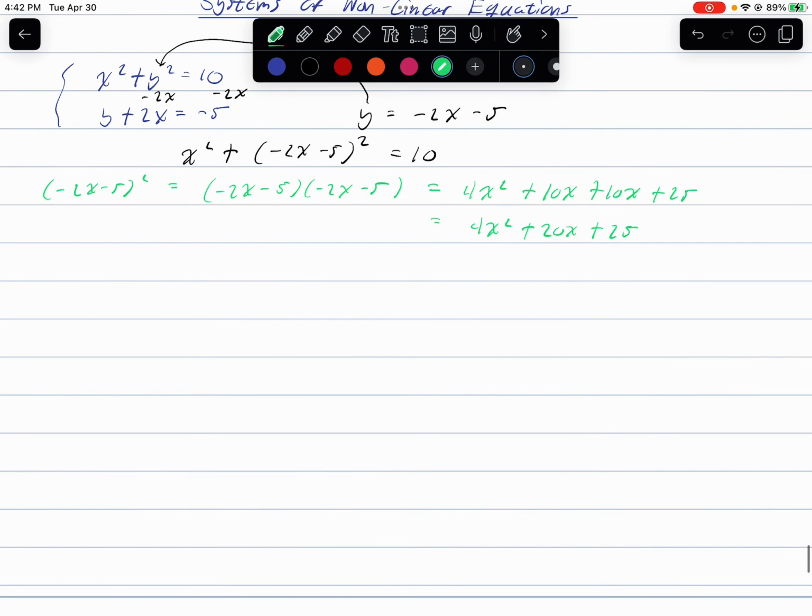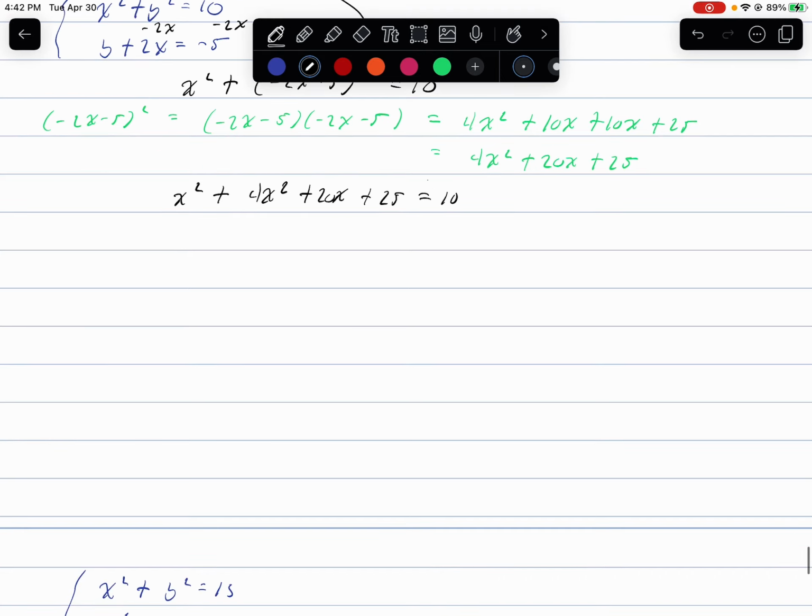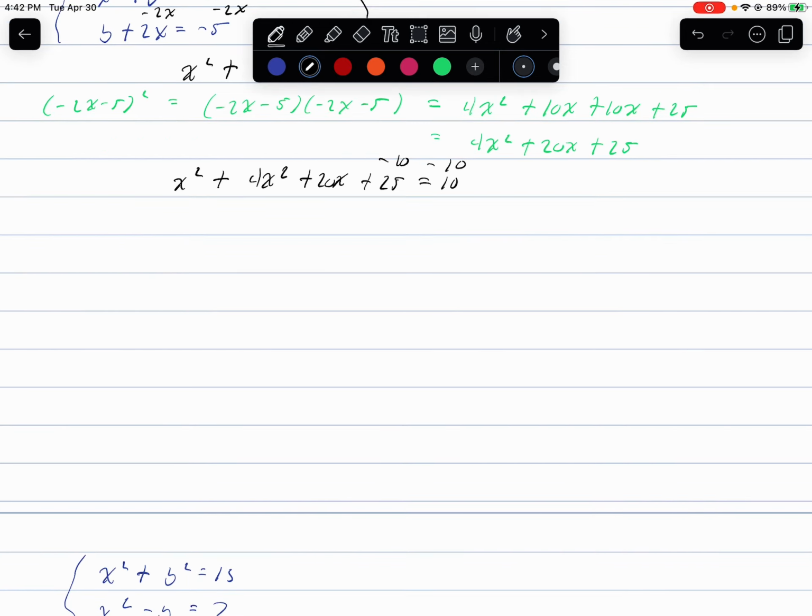Now we can rewrite this equation with this new expanded version of negative 2x minus 5 squared. So we'll have x squared plus 4x squared plus 20x plus 25 equals 10. We can take 10 away from both sides and combine like terms. That's going to give us 5x squared plus 20x plus 15 is equal to 0.